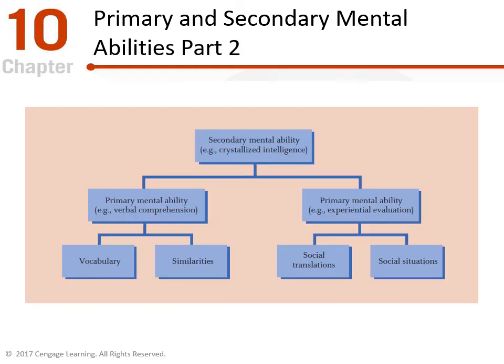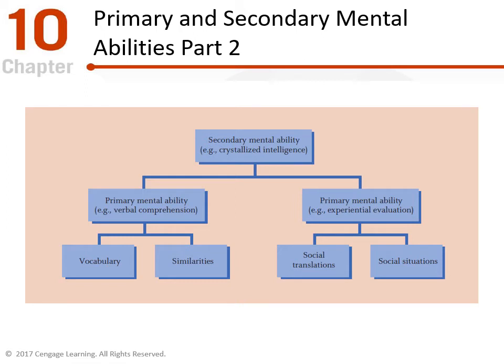This figure shows primary and secondary mental abilities. Remember, secondary mental abilities reflect several primary mental abilities and their respective measurements. You can see that you have a secondary mental ability, which would be crystallized intelligence, which we'll talk about in a little bit. For the primary mental ability, you can see verbal comprehension. We talked about that, and that would include vocabulary and similarities. Another primary mental ability would be evaluation of social situations. So you can see it's taking these primary mental abilities and putting them into a secondary mental ability.